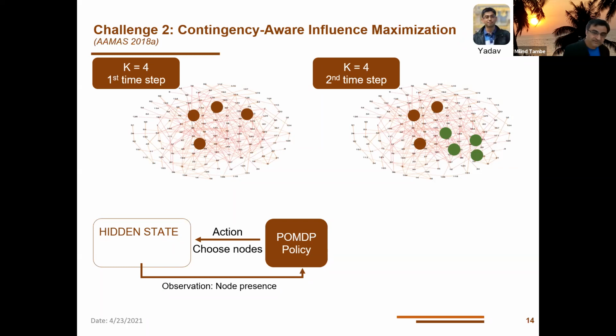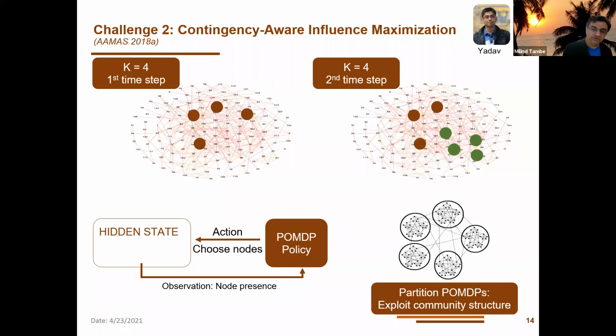Solving these POMDPs is extremely difficult, as we all know. Fortunately, what we find in this community are sub-communities, youth who play basketball together, youth who hang out on the Venice Beach together. And therefore, we can partition the POMDP and then solve these sub-community problems separately to generate our set of peer leaders.